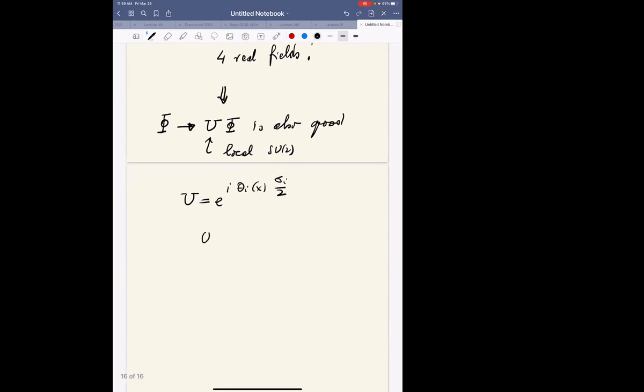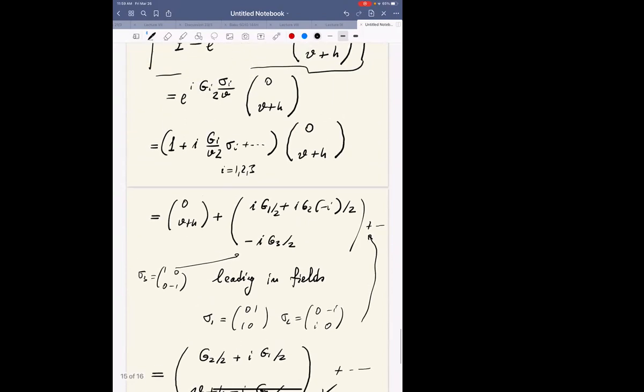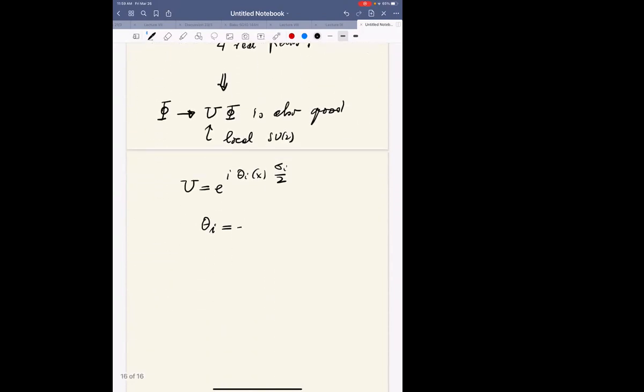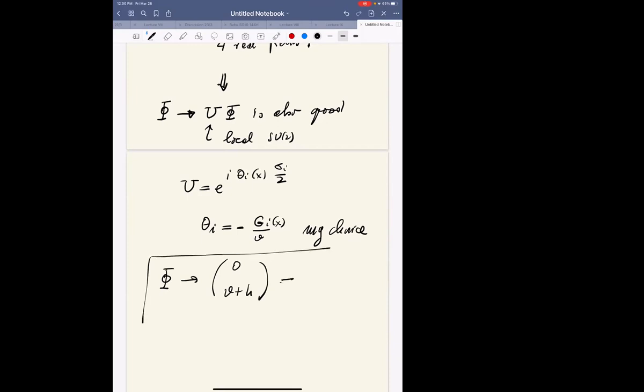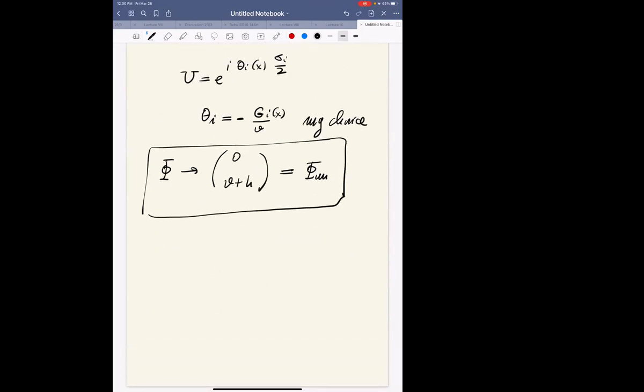And now I'm going to take theta I, but I take a particular theta I, which is minus G I over v. G I is a function of x. Says Weinberg, this is my choice. Says Goran, any is good, and phi goes into 0, v plus h. This we often call phi unitary, in the unitary picture. This is physical.